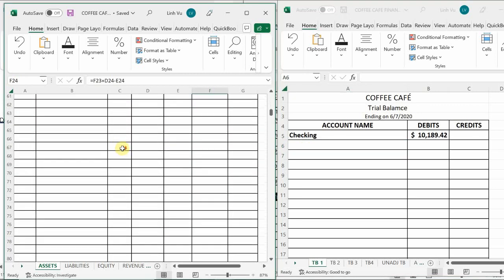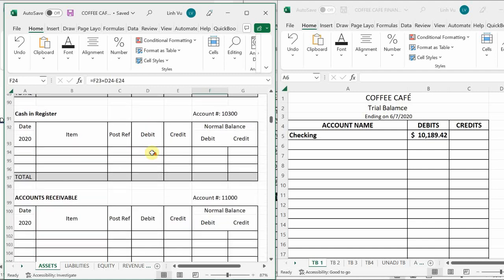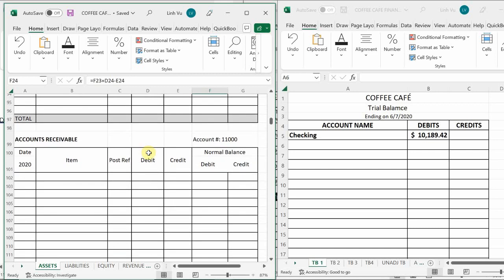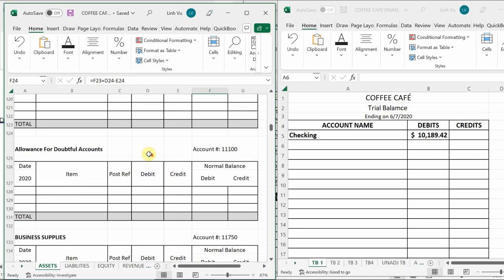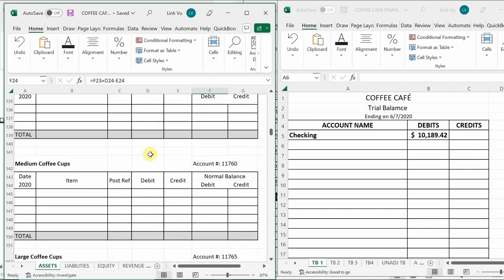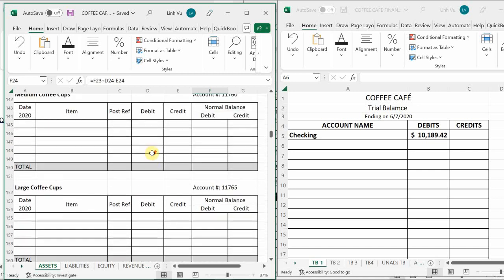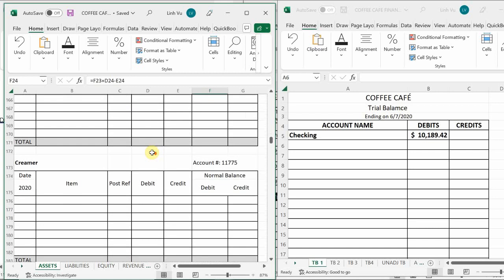My next one is going to be petty cash. I haven't established one yet. Cash in register. I bought my register, but I haven't put money in there yet. There's no need to. I haven't opened my store yet. Accounts receivable. I haven't sold anything yet, so I shouldn't have anything there. Business supplies. Nothing there. Did I buy some small cups, or medium coffee cups? No. Large coffee cups, sugar, creamer.